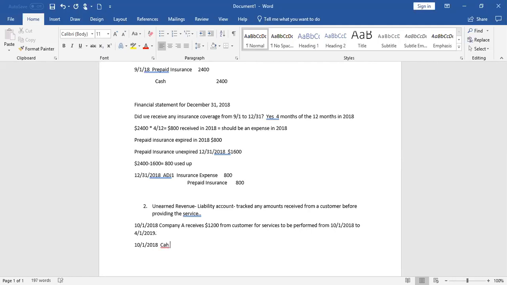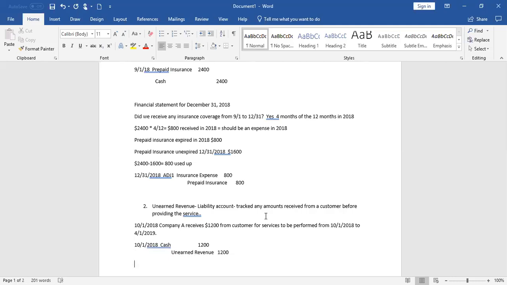Company A will debit cash. They're going to increase their cash T account. They just received cash. But they don't credit service revenue. They haven't done anything. They're going to provide the services starting in October. So as of today, the day they receive the cash, they have to credit a liability, unearned revenue, to show we owe that service. As of October 1st, we owe that service.